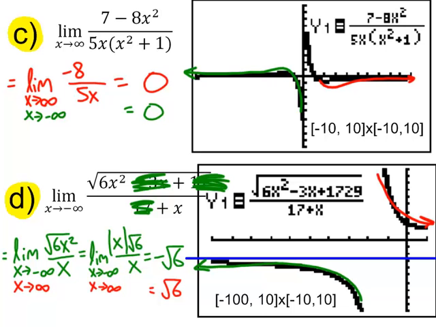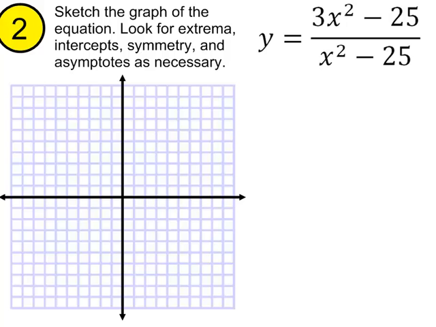So, on to our last exercise. We are to sketch the graph of this function shown, considering things like extrema, intercepts, symmetry, and asymptotes, without using a calculator, of course. So, even though it's listed in the order of doing extrema first, I'm going to say let's do the intercepts first. Let's go in the order from easiest or least amount of work to most amount of work. So let's consider the intercepts.